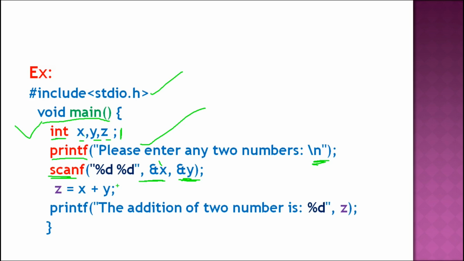After that it will perform the formula we have given, z is equal to x plus y. That means the values which are scanned or read, x and y, are processed, then the addition operation is performed, and that will store the value into z, which is an integer. Then the printf command is used to print the addition of two numbers, which is z, an integer type. The addition value will be printed as an integer.